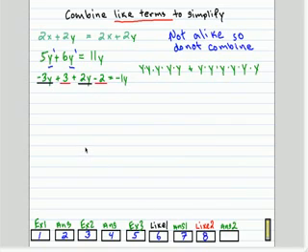Combine your constants. That's really a positive 3 and a negative 2. So what am I going to get? A positive 1. So my answer is negative 1y plus 1. So combining like terms to simplify these expressions.